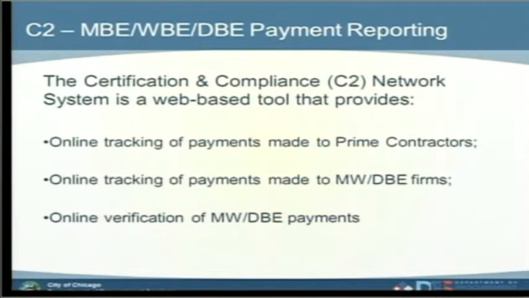The certification and compliance network system is a web-based tool, nothing on paper. Everything is electronic. It's an online tracking of the payments made to the prime by the city. It's also online tracking of the payments made to the minority, women, and disadvantaged enterprises by the prime, and for us it's a verification of those payments. And we monitor that frequently during the tenure of the contract.